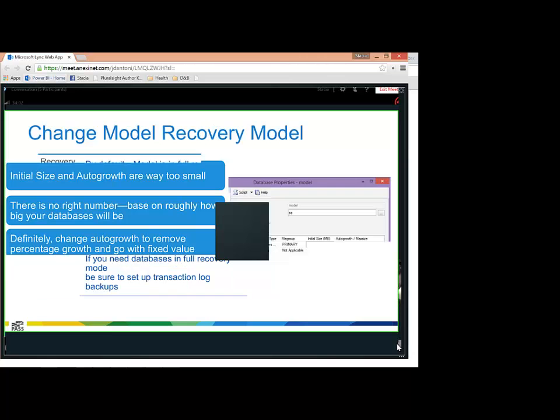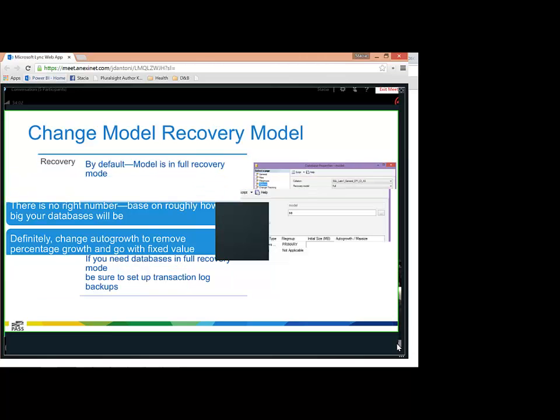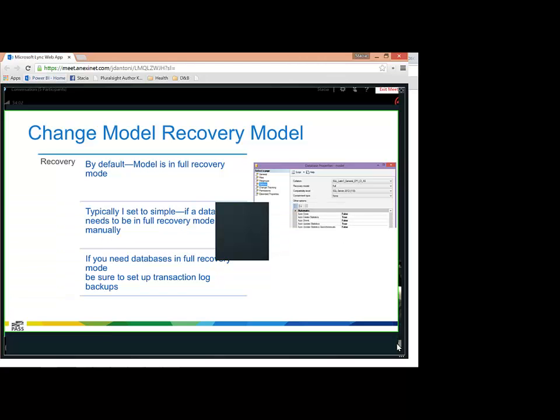So change the model recovery value. Full recovery mode is a really good thing. It's how we get point in time recovery. It's how we support lots of high availability and DR architectures like log shipping and Always On availability groups. But I still don't like to set my databases to be in full recovery mode by default. The main reason being, if they're not actively managed databases and somebody's not taking transaction log backups on a regular basis, this can lead to out of control transaction log growth.